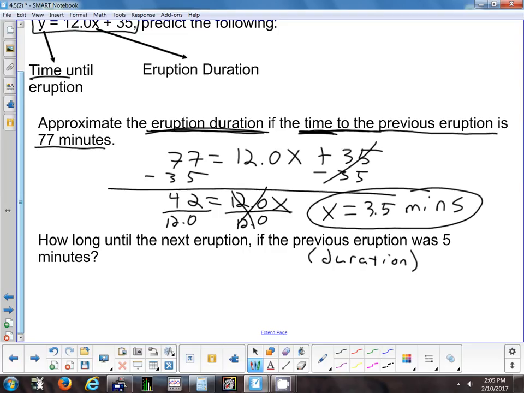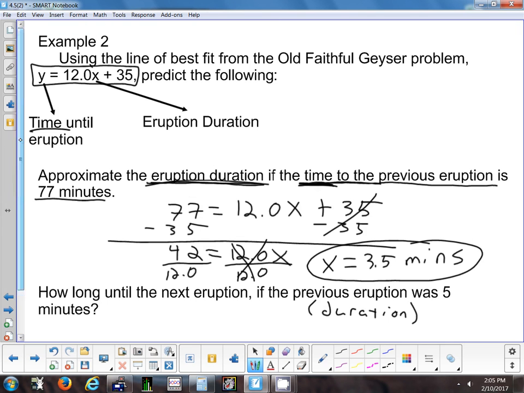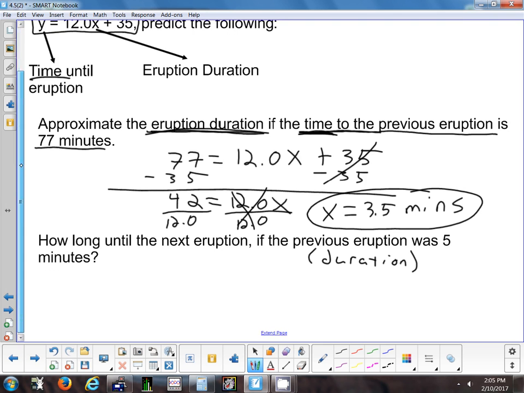All right, so now the next problem says, how long until the next eruption if the one that just happened was 5 minutes? Right? How long until the next one if this one was 5 minutes? Okay, so the previous eruption, the duration, was 5 minutes. Where would that get plugged in? That's x. Plug in 5 for x. And what letter are we going to solve for? Y. We're solving for how long. What time will the next one occur?